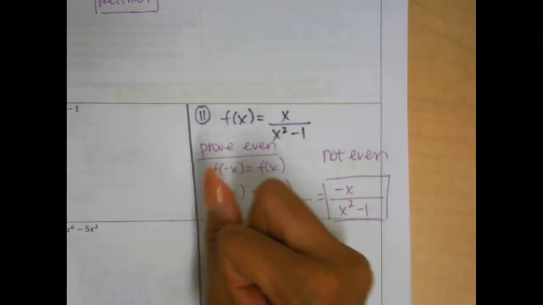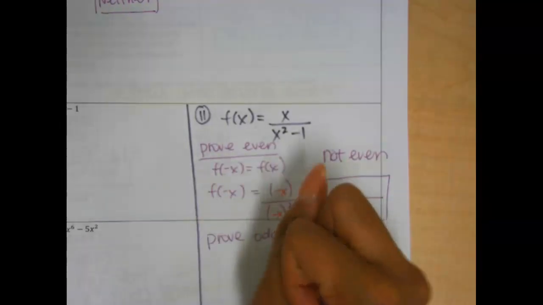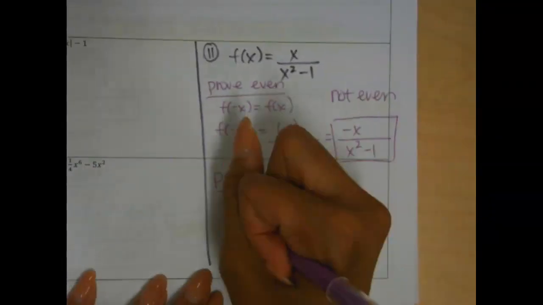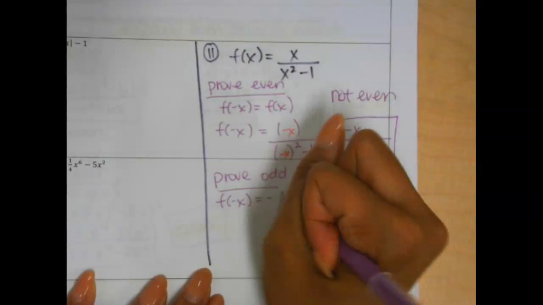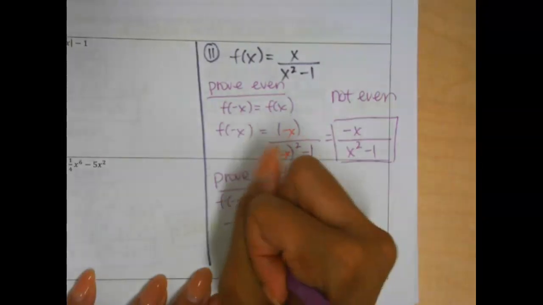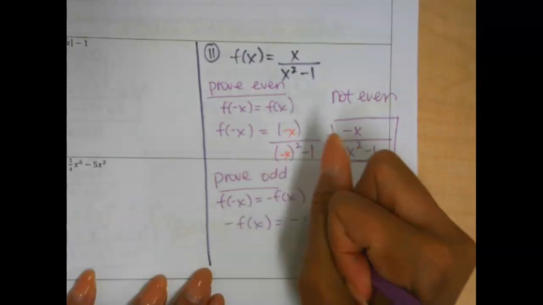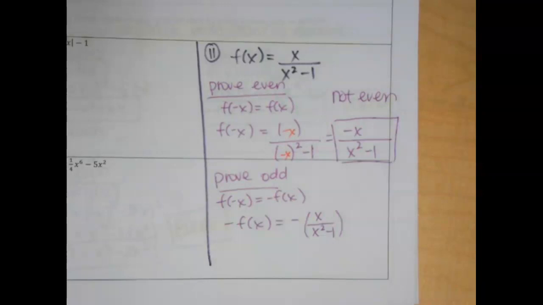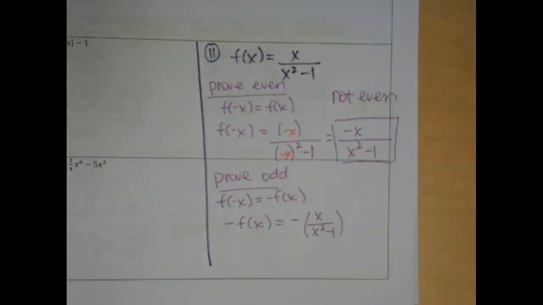To prove that it was odd, any questions about proving that it was even? All right, for proving if it's odd, you need to prove that f of negative x will equal negative f of x. So that means negative f of x should equal negative x over x squared minus 1. Let me ask you guys this. Can you just switch all the signs there, like distribute it to the numerator and denominator? Jackson, what did you do then? Just distributed to the numerator.